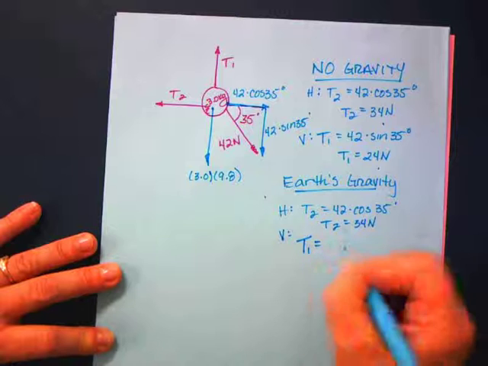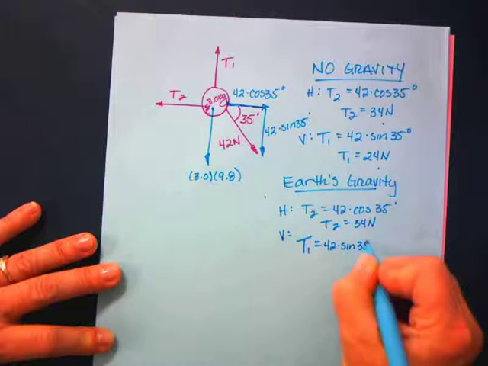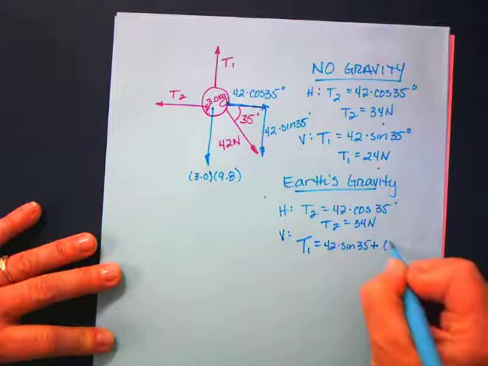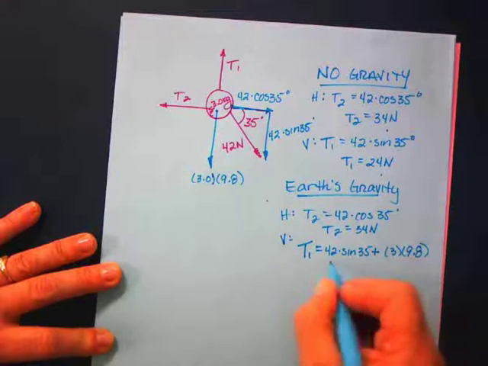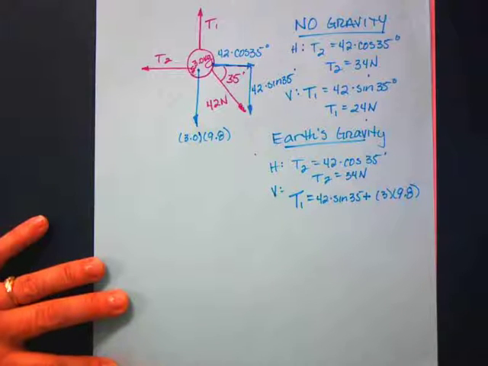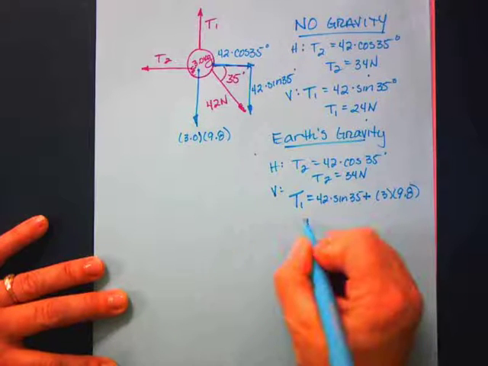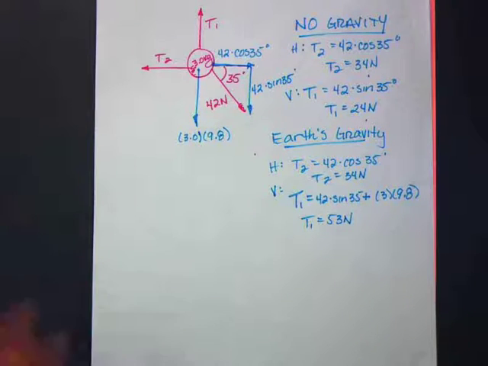Vertically, though, ups, T1, must equal downs, 42 sine 35, and 3 times 9.8. So when you add the weight, that's really all you're doing, is adding the weight to what we already solved for. Then the answer for the vertical turns out to be 53 newtons. Okay? So I'll leave that up for a second. Any questions about that one?